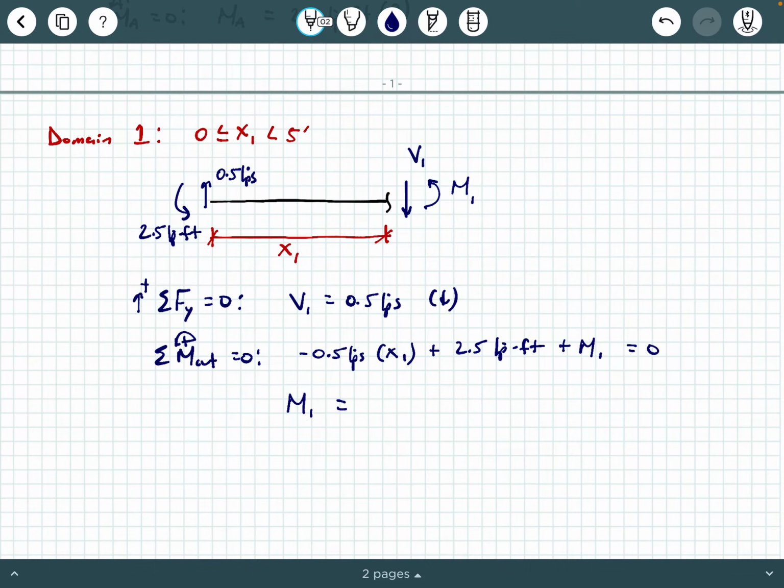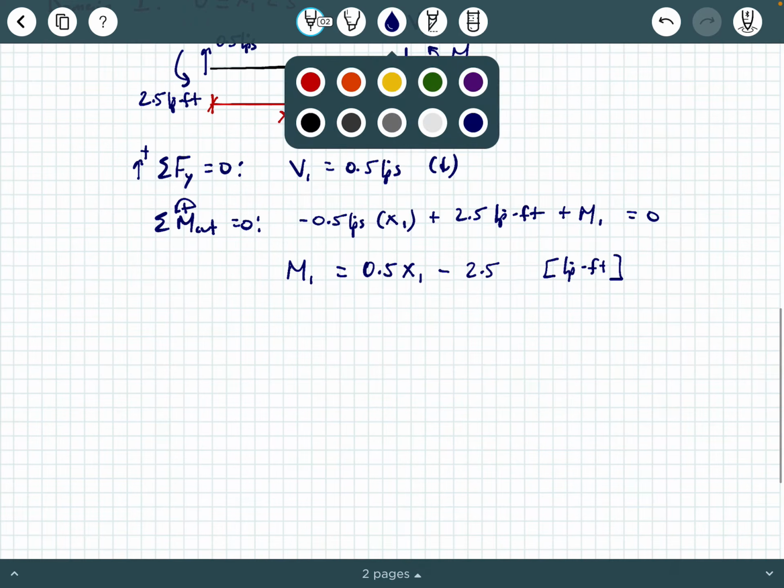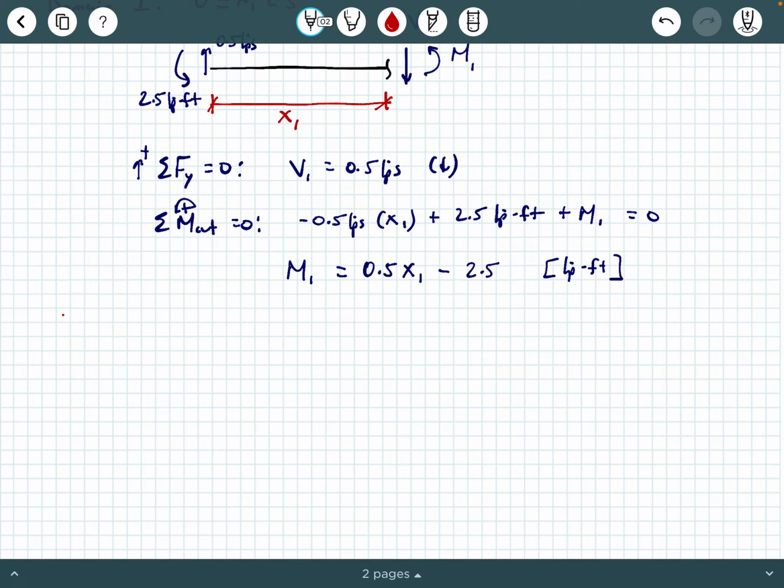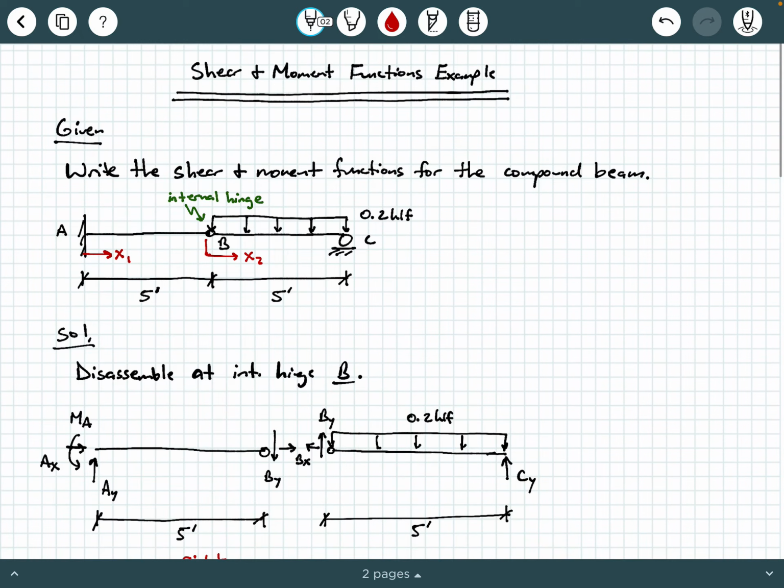So we do some rearranging and we'll get M1 is 0.5 X1 minus 2.5, and collectively that's going to carry units of kip feet. So these are shear and moment functions on domain 1. Now we're going to do something very similar for domain 2. Domain 2 was defined by that x2 variable, as we can see from the original problem statement.